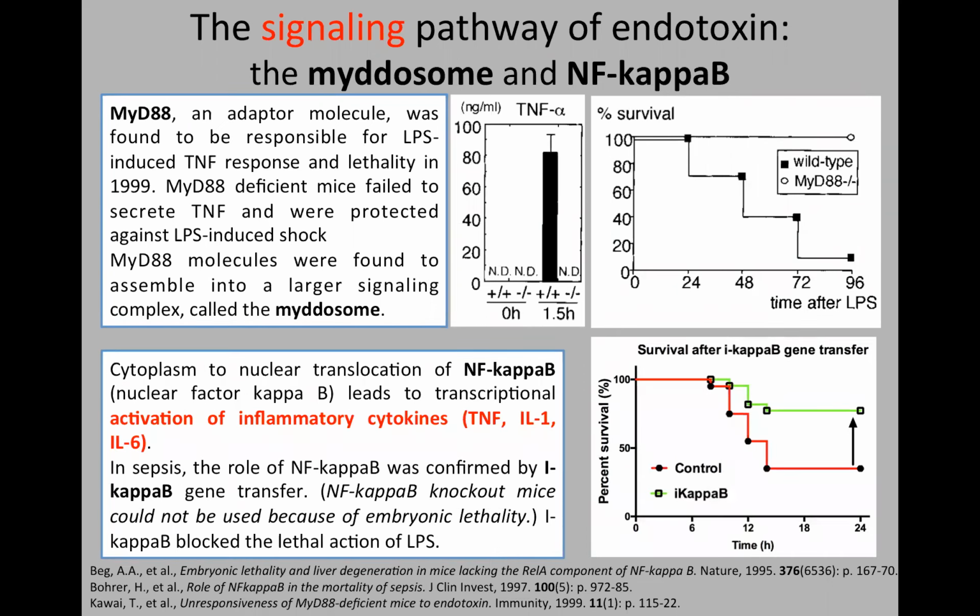And this one is the NF-kappa B pathway, which is activated by the myddosome and will lead to inflammatory cytokine production: TNF, IL-1, and IL-6. Unfortunately, NF-kappa B cannot be knocked out the same way as the other molecules because that's embryonic lethal. Instead, they use the I-kappa B gene transfer, so the blocking protein, which makes a complex with NF-kappa B in the cytoplasm, was overexpressed to block the lethal effect of NF-kappa B activation.